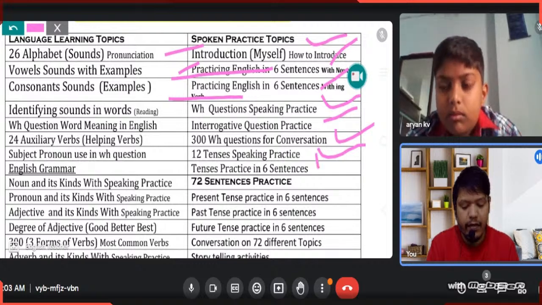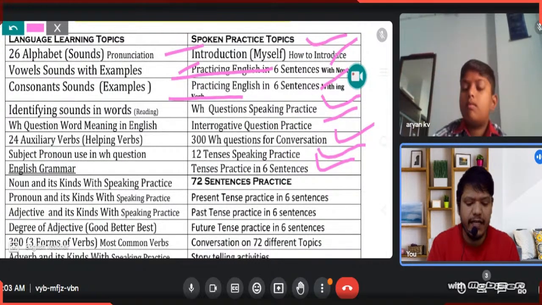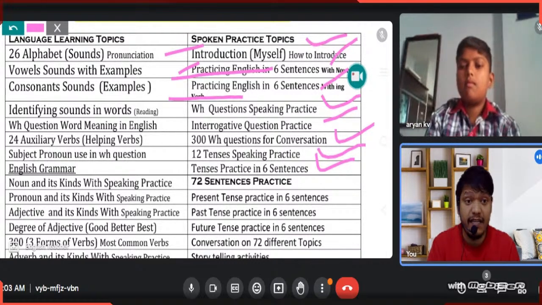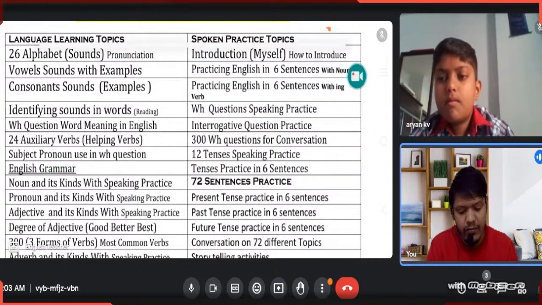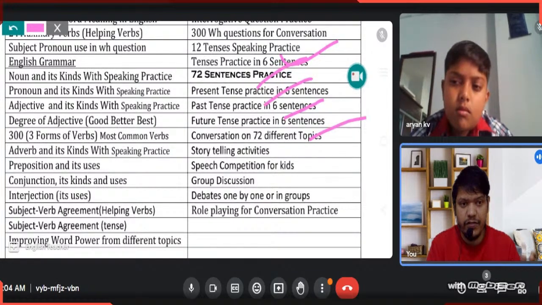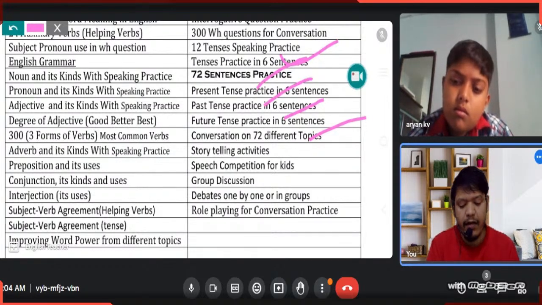And then allowing them to speak in six sentences also, like negative, interrogative, interrogative negative, WH and WH negative also. All the 12 tenses have to be practiced in six sentences also. After that, having conversation based on that is more important, understanding how questions can be asked and how the answers can be given based on the question.